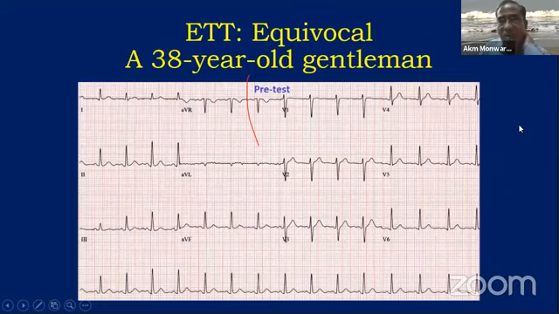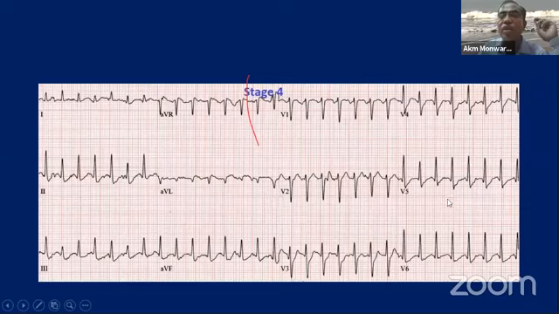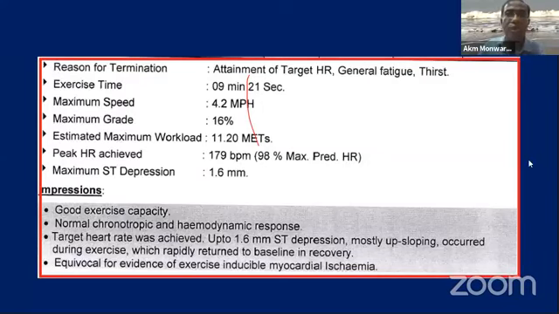Sometimes you may encounter some equivocal ETT, like here. This is a 38-year-old gentleman. And this is the pre-test tracing of the patient before starting exercise. And you will agree that this is a relatively normal one. And when the stage 4 tracing was taken into consideration, there are some ST segment depression and mostly upsloping ST segment depression. And you may be in doubt whether this is positive or negative, whether this is significant or not. In those cases, if you are not sure whether this is negative or positive, and also the patient is of an adequate age and sex, you may better write this down as an equivocal test.